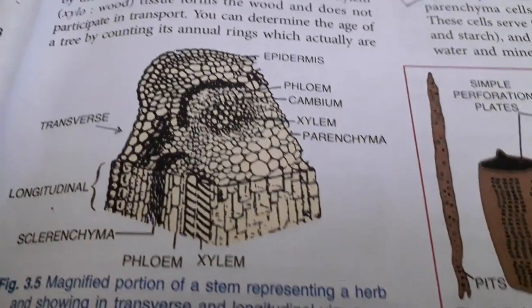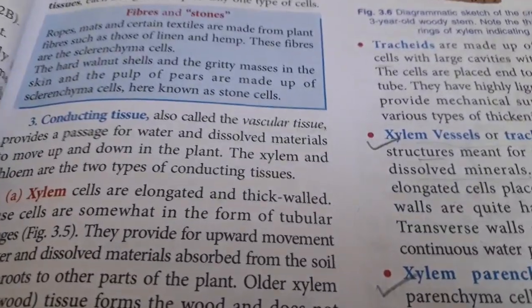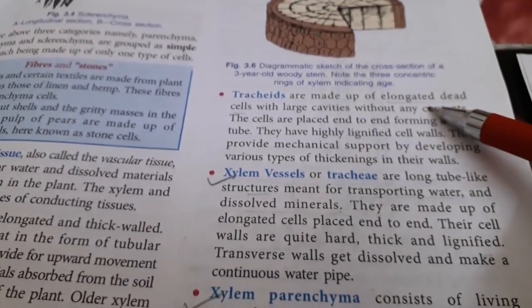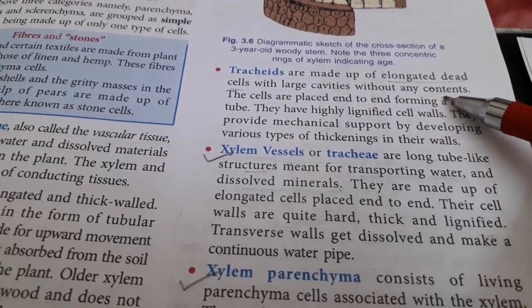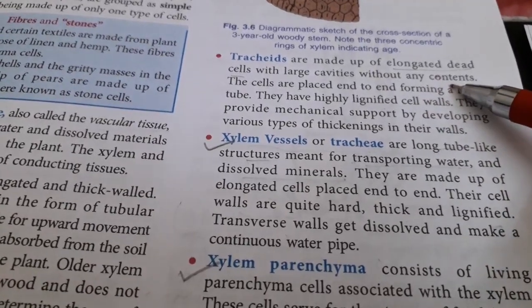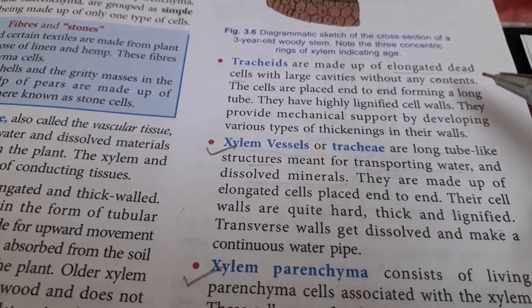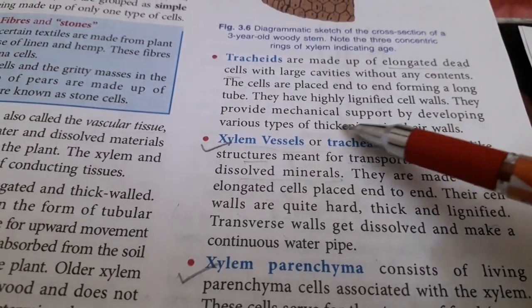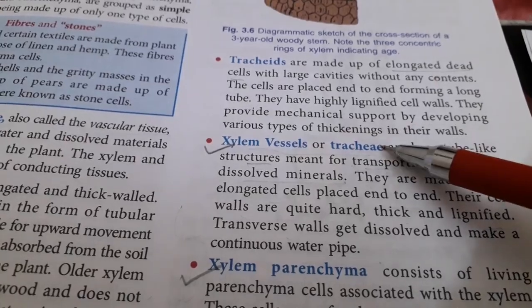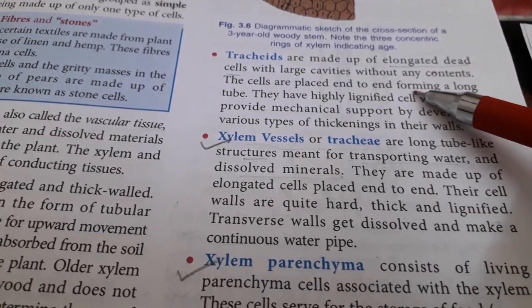Now let us study one by one. So the first one is tracheids. Tracheids are made up of elongated dead cells. Whenever they say dead cells, it is understood that the nucleus is absent and there are large cavities without any contents, means without any protoplasm. Protoplasm is not present in the cells. The cells have become dead. Okay, so they have lignified walls, means their walls again provide strength. So they provide mechanical support by developing various types of thickenings in their walls. Thickenings can be of various kinds of chemical substances.